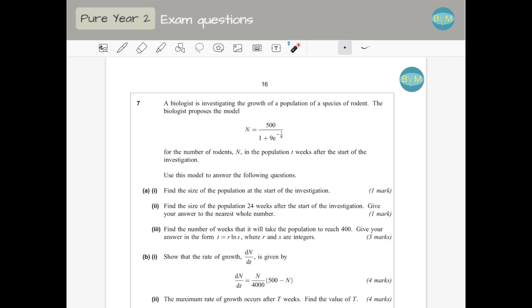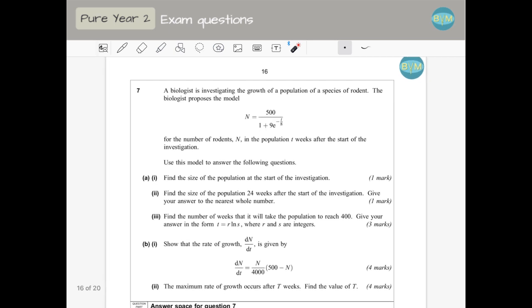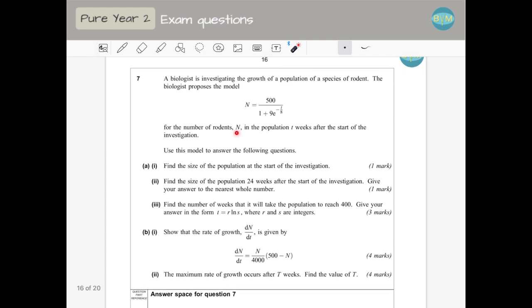Hello, this is question 7 on the January 2013 Core 4 paper from AQA. A biologist is investigating the growth of a population of a species of rodent. The biologist proposes this model, which is exponential, for the number of rodents n in the population t weeks after the start of the investigation. So use this model to answer the following questions.